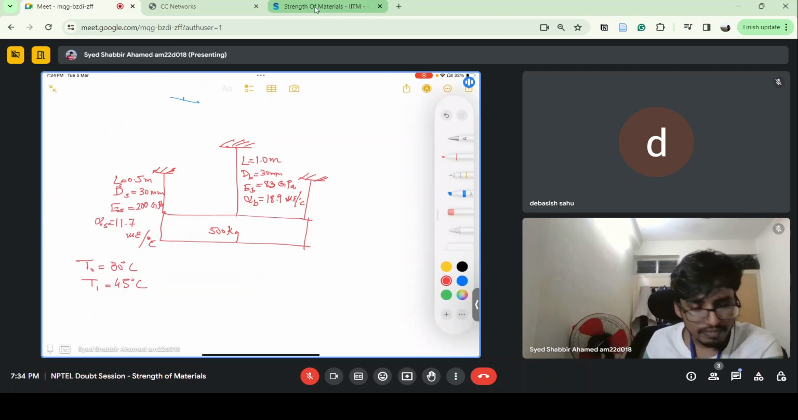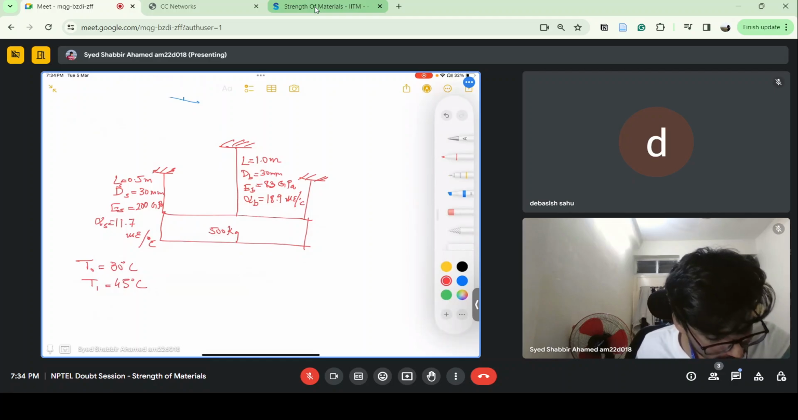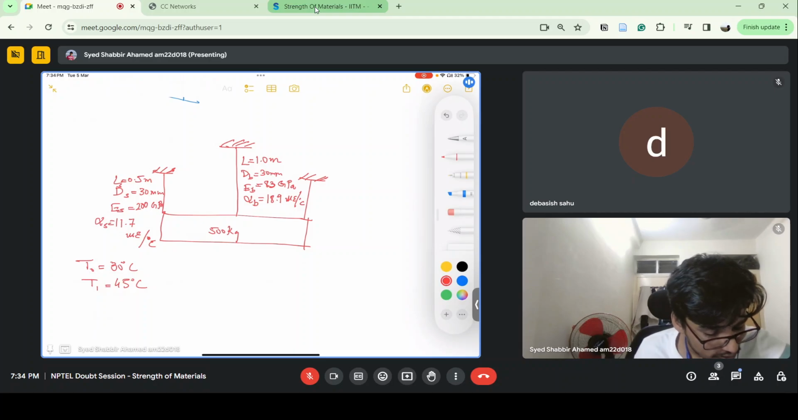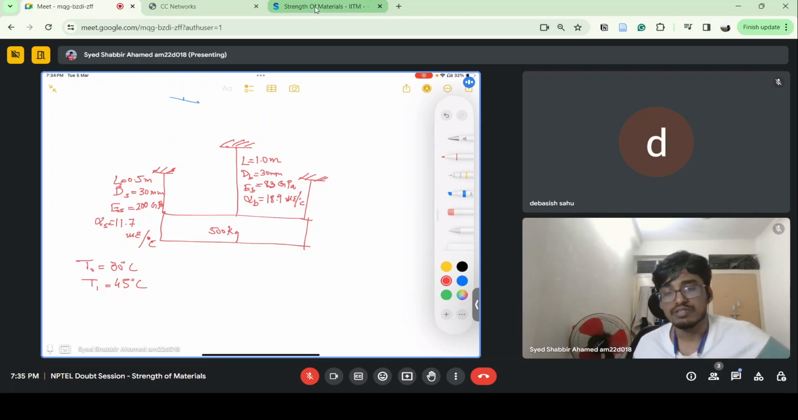Let's say if the signboard is a massless signboard, like instead of 500, let's say it is 0, then which of the rods will experience the compressive forces due to the thermal stress.